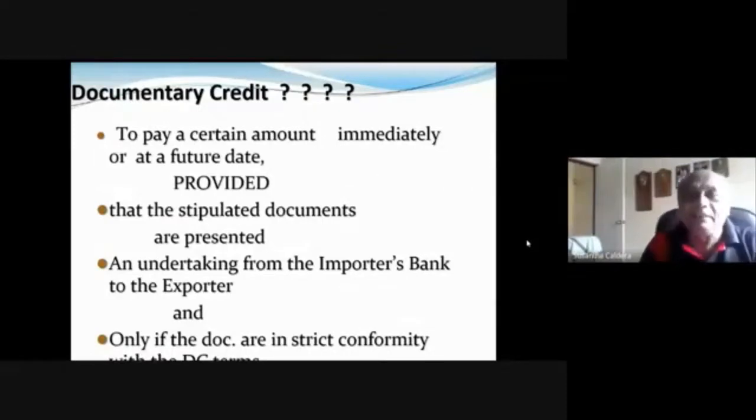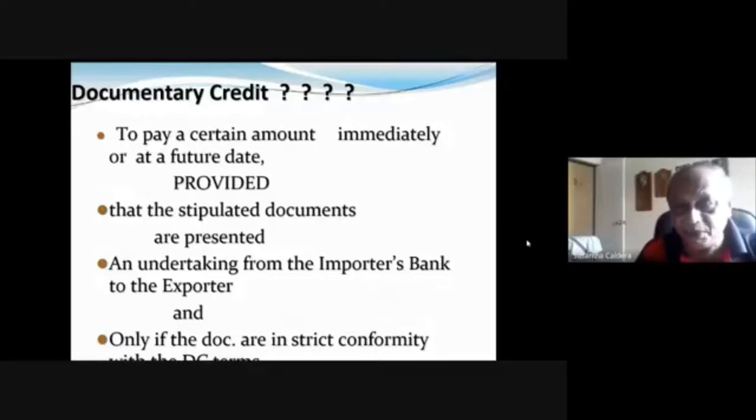To pay a certain amount immediately or at a future date, provided that the stipulated documents are presented, and an undertaking from the importer's bank to the exporter, only if the documents are in strict conformity with the DC terms. Then make a note: to pay a certain amount immediately or at a future date, provided that, I have put it in bold capital letters, provided that the stipulated documents are presented. If not, we will not pay.